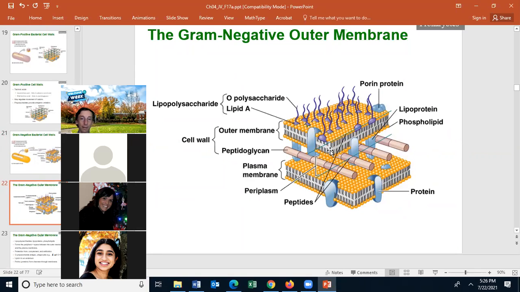Let's talk about the lipid bilayer of the gram-negative cell. This we call the outer membrane of the cell wall. It's only found in gram-negative cells. This layer of the bilayer is familiar to you. And if you notice, this layer of the outer membrane looks the same as that layer of the cell membrane. And in fact, they are very similar.